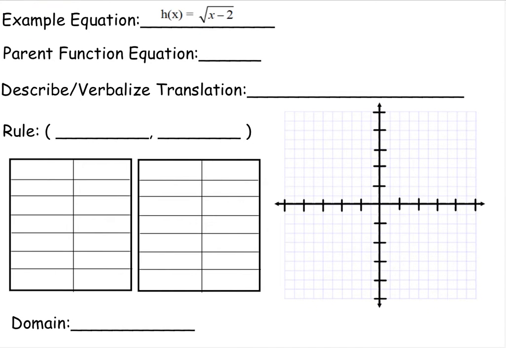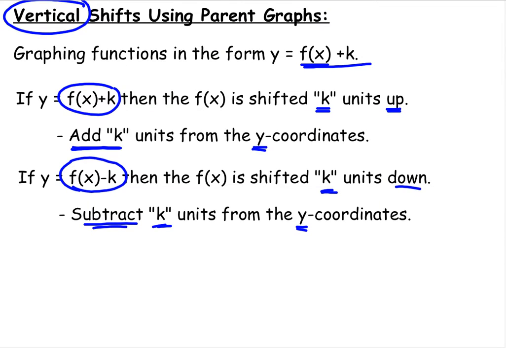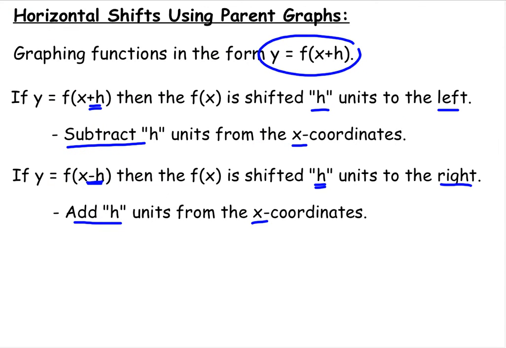So here's an example. h of x equals the square root of x minus 2. We do have a transformation that happens in this equation. So let's identify who the parent is first. The parent is your square root function. We want to figure out what is the transformation that exists. This is a minus 2 inside the function. It's underneath the radical. So if we head back two slides prior, it's inside the function, so we're going to have a horizontal shift.